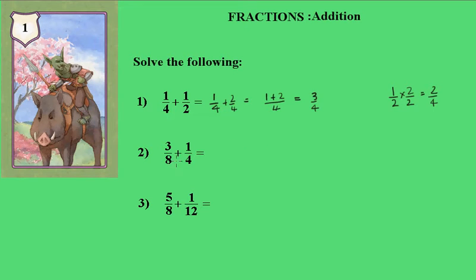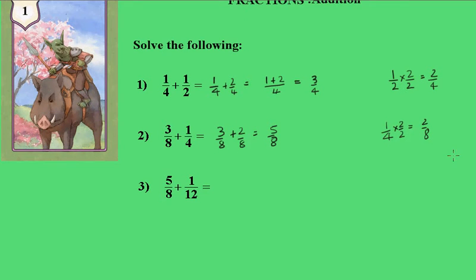Okay, now we've got to change these to 8s because 4 goes into 8. So now we'll write 1/4. Again, we're multiplying by 2 over 2. And we get 2 over 8. So 3/8 plus 2/8 gives me 5/8. Now the next one's not quite as easy.